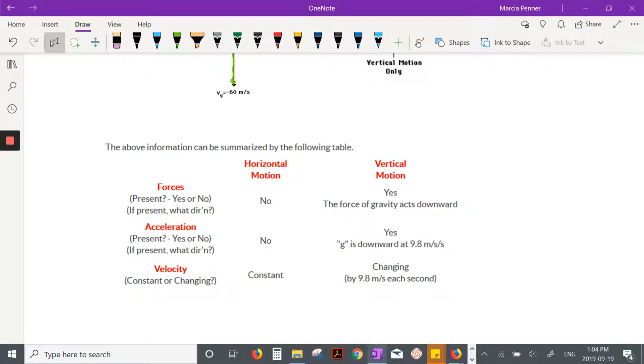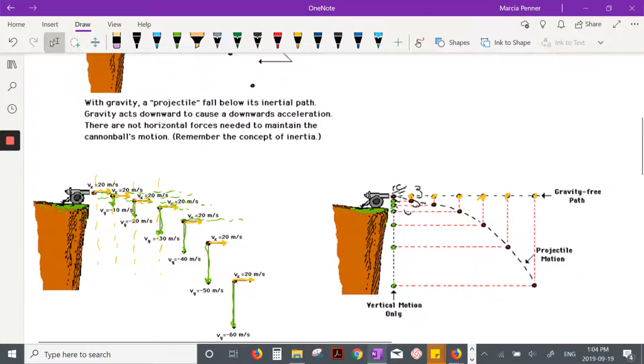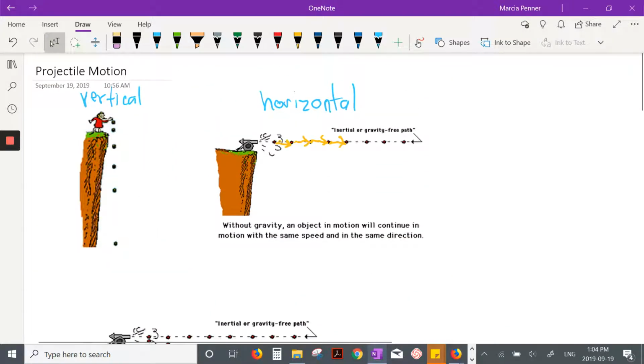A great table that I found from the Physics Classroom, and I'm going to link to it at the bottom of this video so you can follow it, is a summary of what's happening in regards to force, acceleration, and velocity when we're looking at the horizontal piece of projectile motion or the vertical piece of projectile motion. So first off, looking at the horizontal, remembering that's this diagram up here with the cannon.